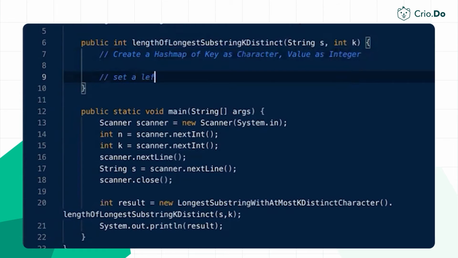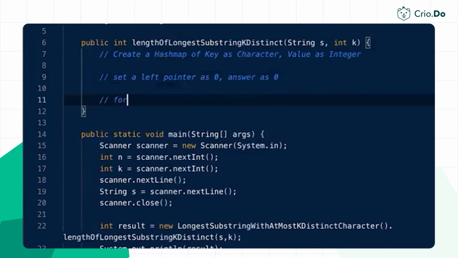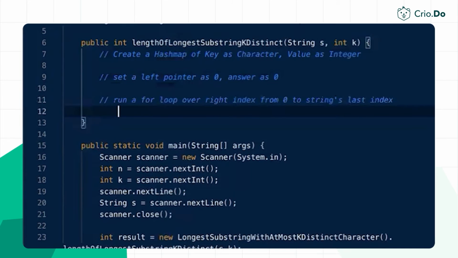So set a left pointer as 0, and also the maximum length we need to store, so answer we need to store. We can also set that as 0. We will run a for loop over the right index from 0 till the string length minus 1, the string's last index, that is n-1, as the string is of n characters. Whatever right character we are having, just include it by doing frequency plus plus in the hash map.